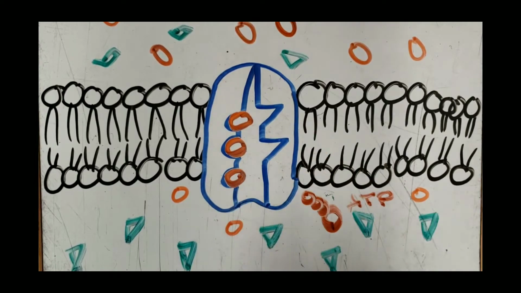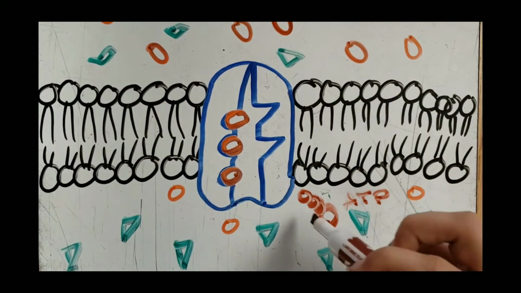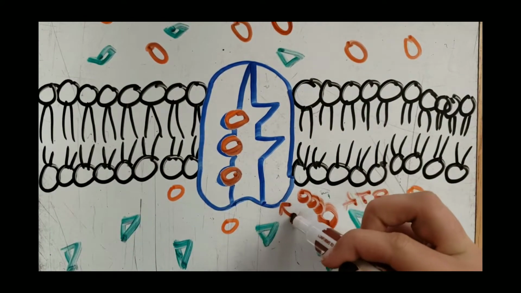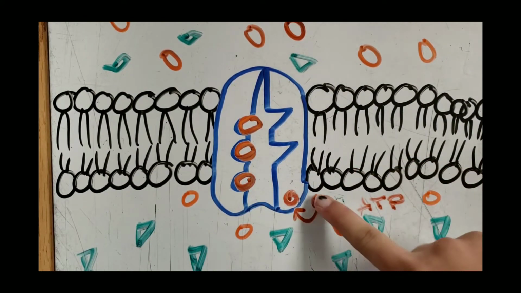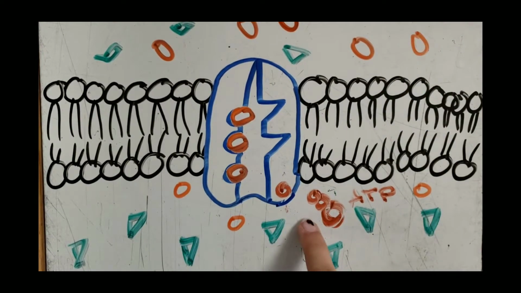First, 3 sodium ions bind to the intracellular sites of the sodium-potassium pump. Next, the phosphate group is transferred to the pump via the hydrolysis of ATP, and that ATP goes away.